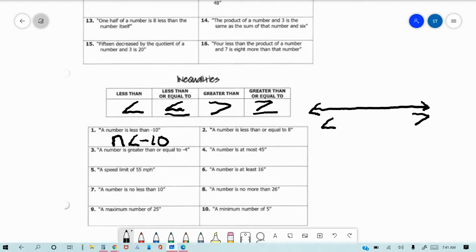Actually, let's do number 6 instead of number 2. A number is at least 16. A number is at least 16. So how are we going to do that? We have a number and at least 16, which means it's 16 or it's greater than 16. So greater than or equal to 16. Okay, so it's just the terminology that they have in there. It's not always going to say less than or equal to. That's just some different wording that we are going to see.